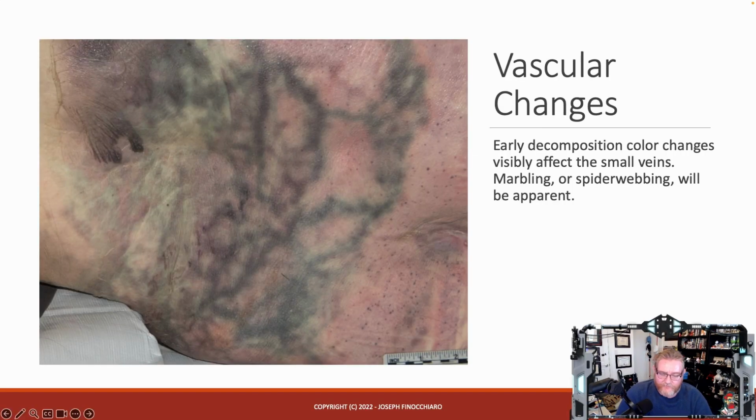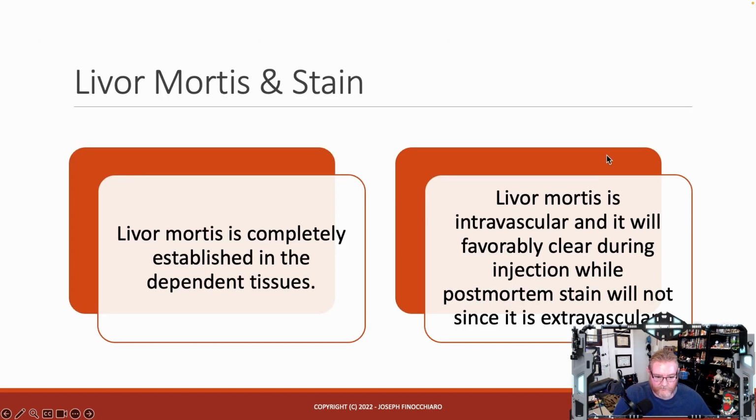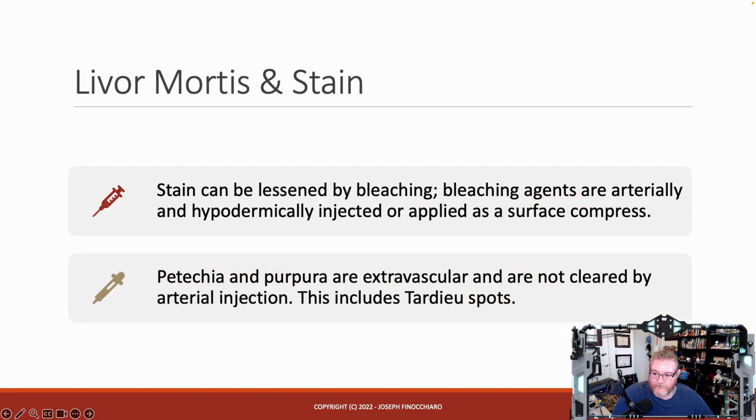Vascular changes. Early decomposition color changes visibly affect the small veins. Marbling or spiderwebbing will be apparent. Livor mortis and stain. Livor mortis is completely established in the dependent tissues. Livor mortis is intravascular and will favorably clear during injection, while postmortem stain will not, since it is extravascular. Stain can be lessened by bleaching.